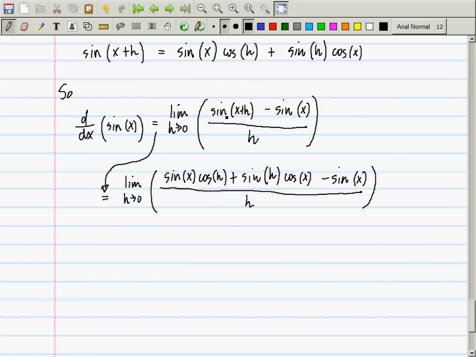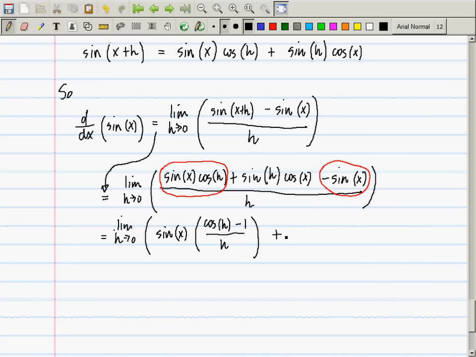Now what I'm going to do is take the terms that I'm circling in red, this term and this term. You can see that they have a common factor of sine. So I'm going to take them together and write them over h, and then I'm going to take the other term and write it over h. After this algebraic circus of rearranging all these terms, you will obtain something that looks like this: the sine of x multiplied by the cosine of h minus 1 over h, plus the sine of h over h multiplied by the cosine of x.